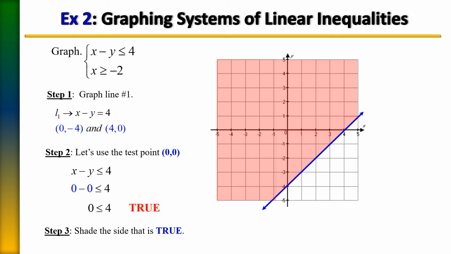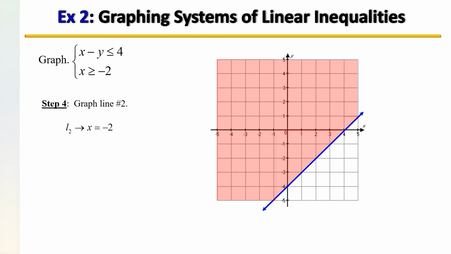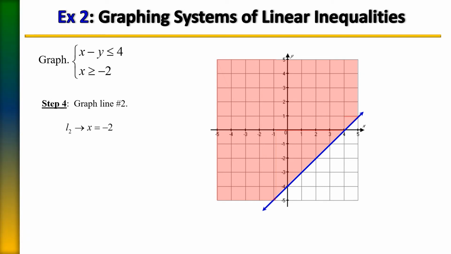We're not done with the problem because we now have to graph our second line and then determine where the solutions lie, or in other words, what region we're going to shade from line 2. So let's go ahead and move on to graphing line 2. Line 2 is a vertical line passing through the x-axis at -2, and that is also a solid line. So I'm going to go ahead and sketch that line.